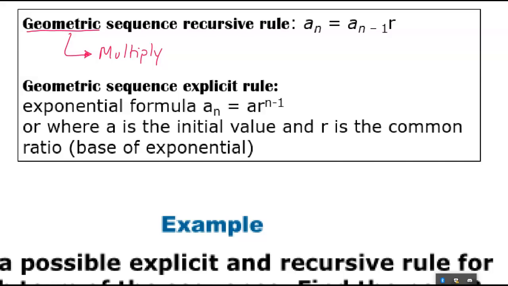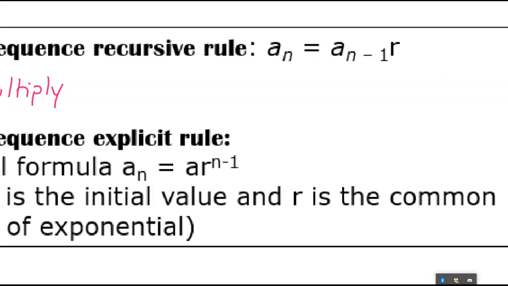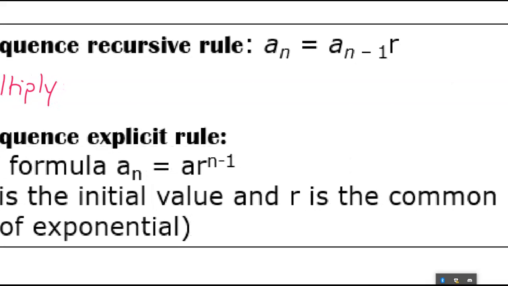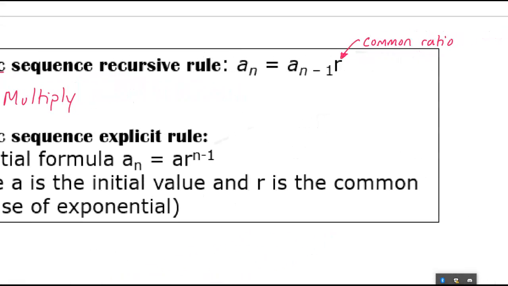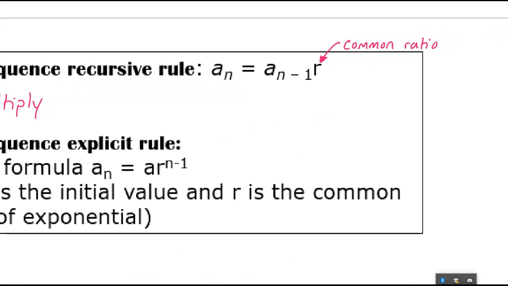Good. So here, for my recursive rule for geometric, it's a sub n is equal to a sub n minus 1 times r, where r is what is called the common ratio. Technically, it's called the common ratio because what we do is we take one term and divide it by the previous term, creating a ratio. Now, the common ratio is just what you multiply by to get the next term.